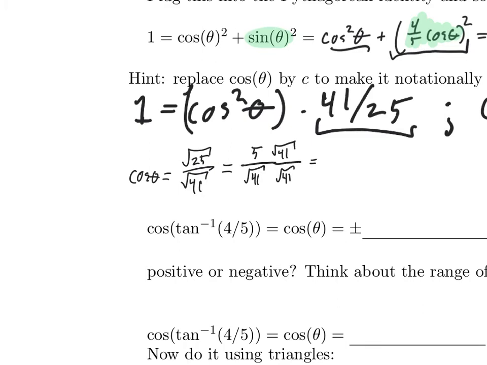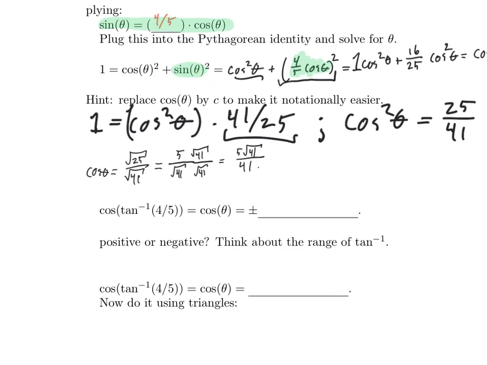So, doing that, multiplying and dividing by the square root of 41 leaves me with 5 square root 41 all over 41. So that means the cosine of the inverse tangent of 4/5 is equal to the cosine of theta. I just computed that to be 5 square root 41 over 41. Cool.